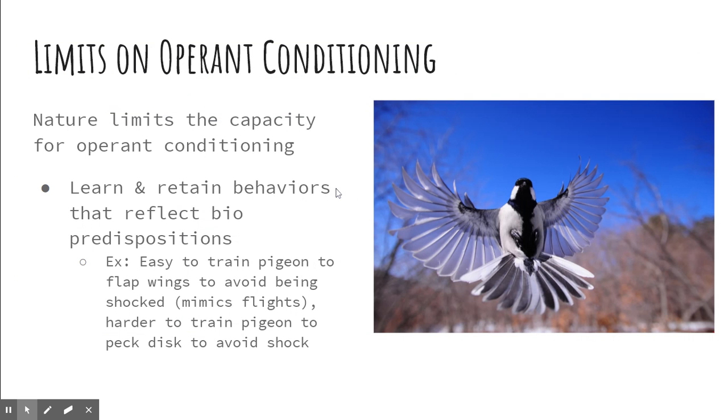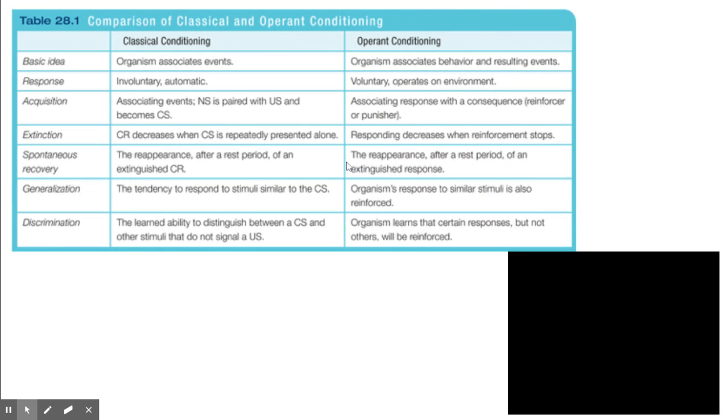Okay. There are some limits on operant conditioning you should know, and that is that a lot of it's limited by nature. It's really difficult to train animals to do something that they don't want to do. Same thing with humans. So for instance, for a pigeon, if you were trying to train it to flap its wings to avoid being shocked, it's going to do that really naturally. But if you're training it to peck a disc, it's even harder, right? It's really trickier to do that because that's not a natural thing for it to do. The more unnatural something is, the harder it is to make it happen, right? So we reflect our natural predispositions in that.